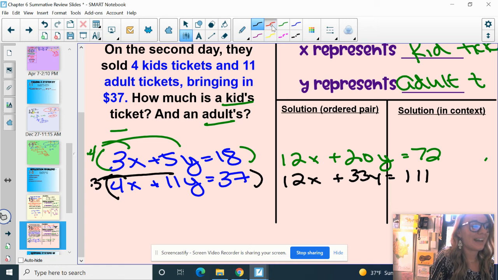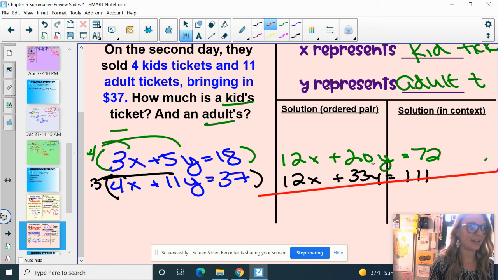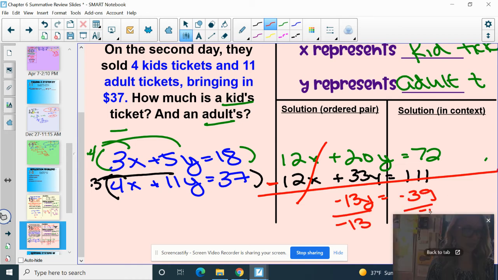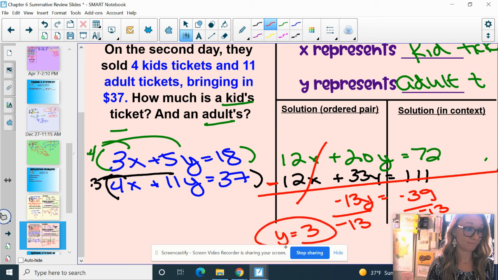So now we've got our system ready to eliminate. And yet again, it's our x's. And these are the same signs, so we're going to subtract going down. Well, guess what? 20y minus 33y is negative 13y. 72 minus 111 is a negative 39. And when I divide both of those by negative 13, you get that y is equal to 3. Okay, so that was a lot of work, but we got that y is equal to 3.